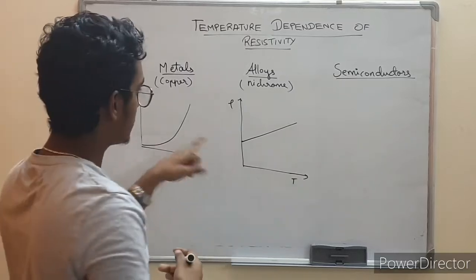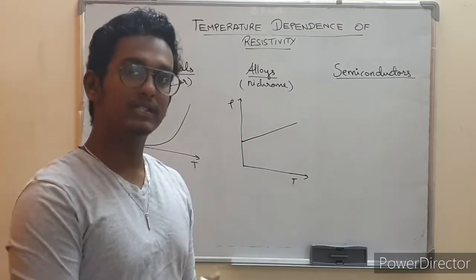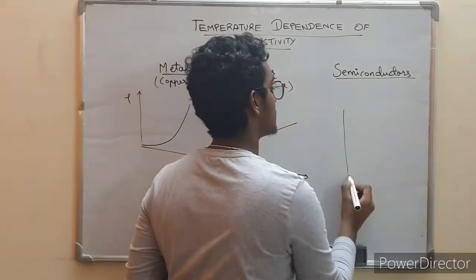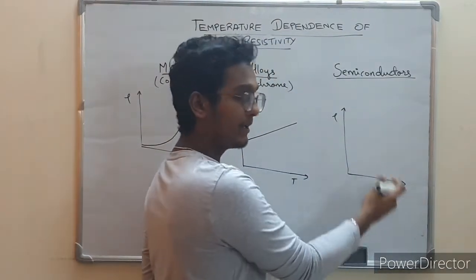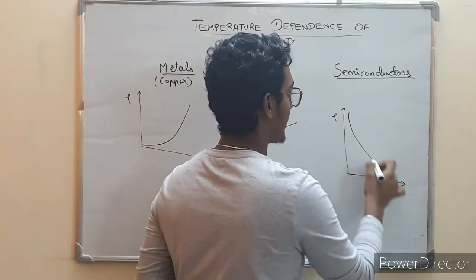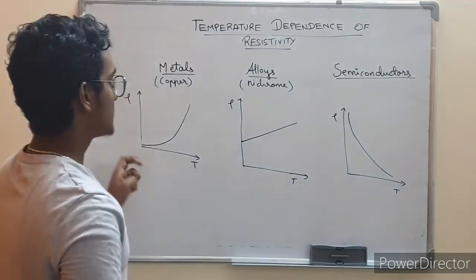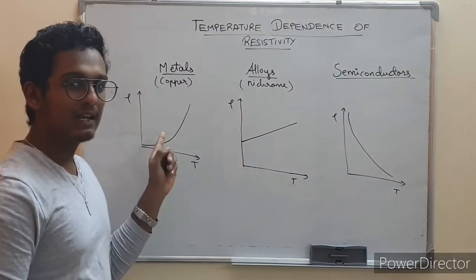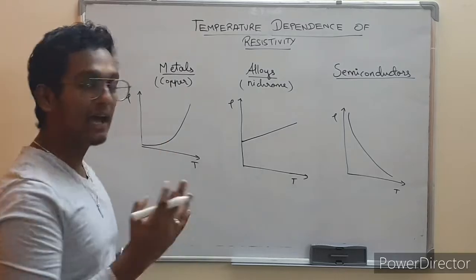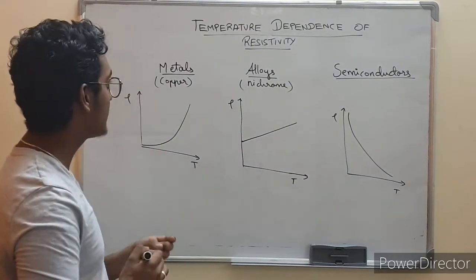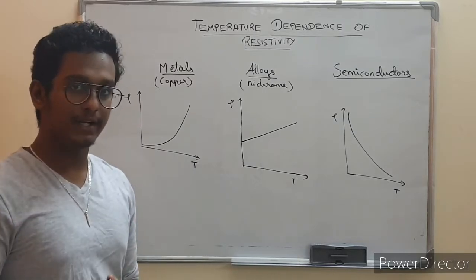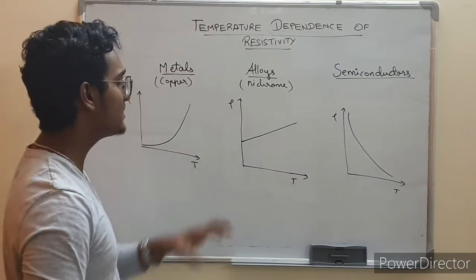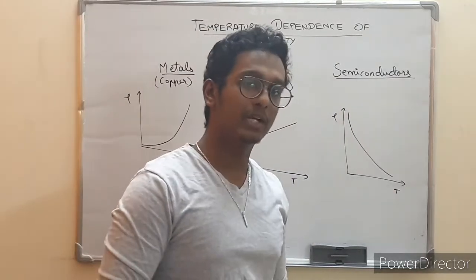Semiconductors are just the opposite of this. They decrease their resistivity as temperature increases. As temperature increases, the resistivity decreases in an exponential way. So if you see, these metals and alloys become less and less conducting. As you increase the temperature, the resistivity increases, or in other words, they become less of a conductor and more of insulating properties. Whereas it's the opposite in semiconductors.